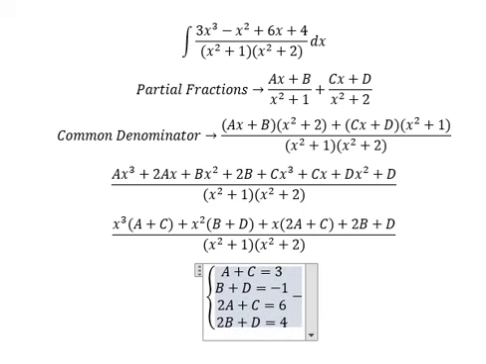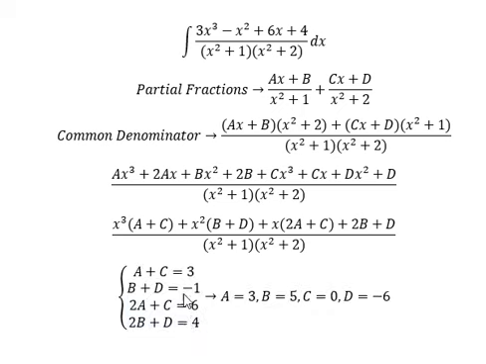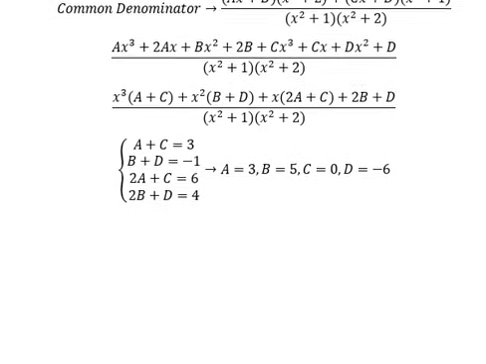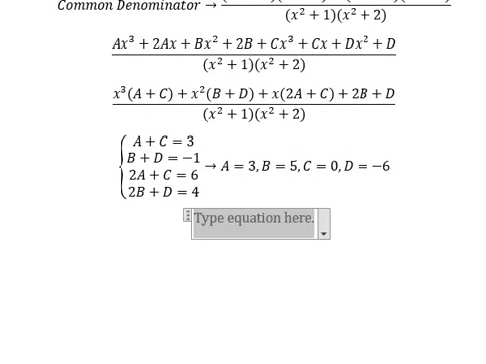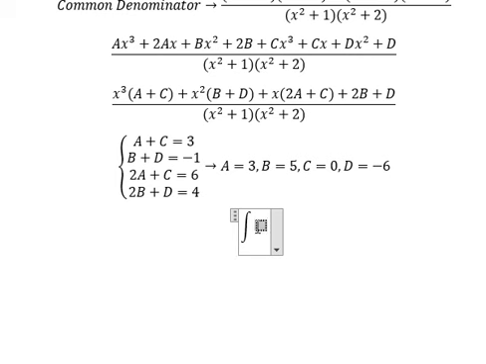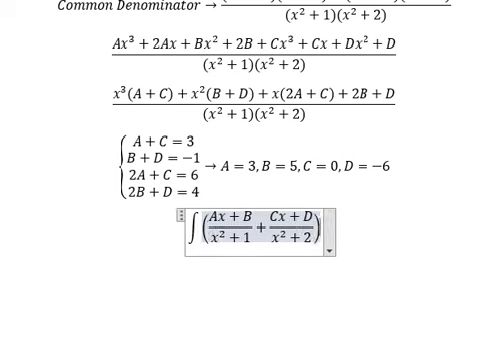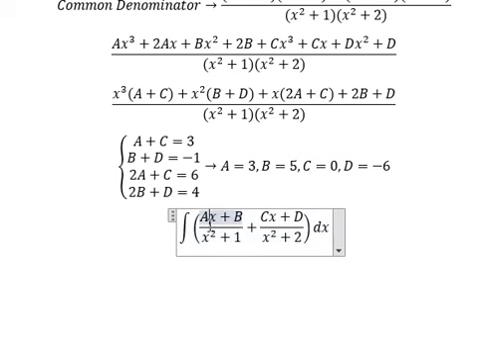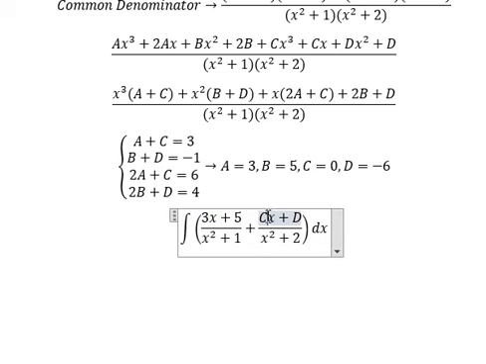So we need to find the solutions of A, B, C, D. So I will put this one on here. So A is 3, B is 5, C is 0, D is negative 6.